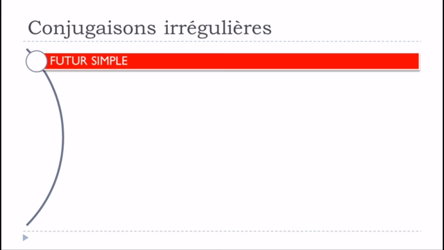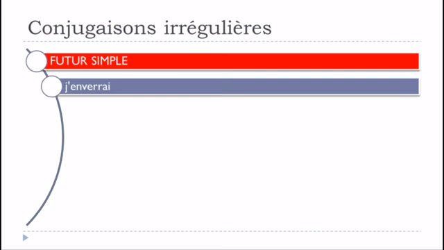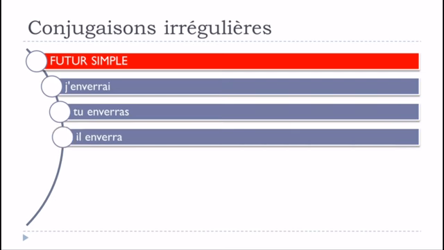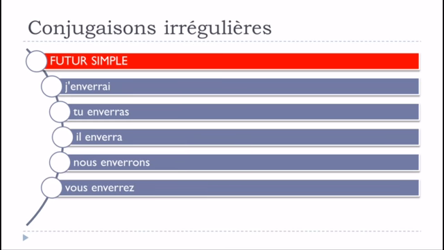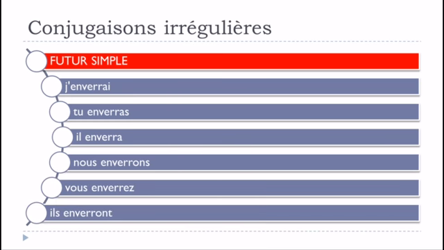So let's see now for the futur simple. J'enverrai, tu enverras, il enverra, nous enverrons, vous enverrez, ils enverront. So now you can see that there is a big difference between what we saw for the main group of verbs from the first group and this one, because the enverrai form is quite far in a way from envoyer.